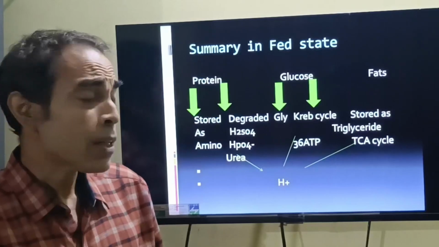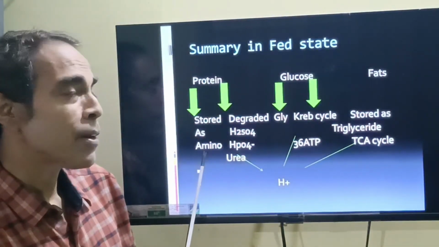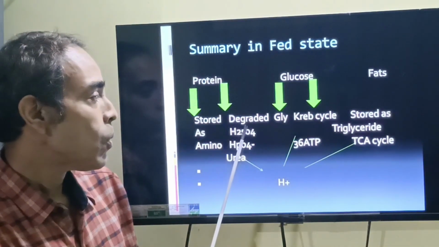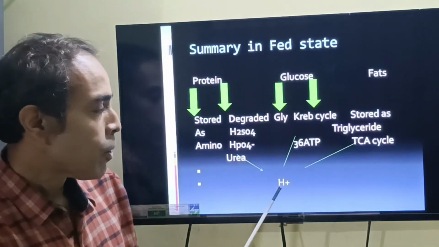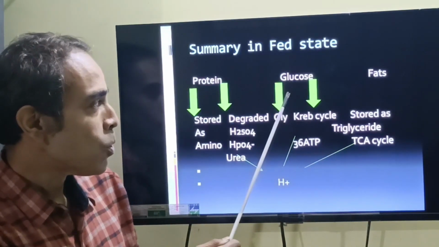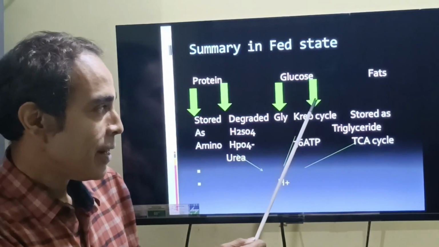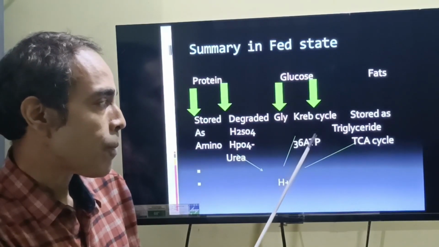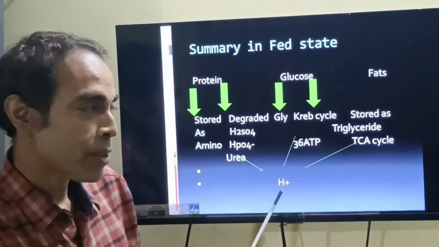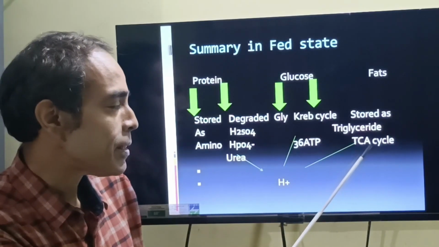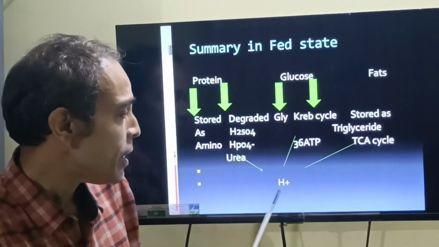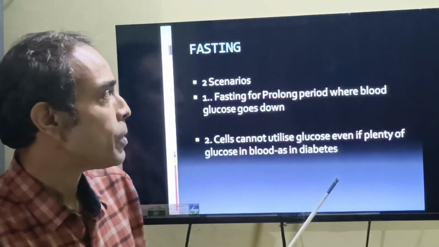So in summary, in the fed state, what do we find? The proteins are stored as amino acids, degraded to form sulfuric acid, phosphoric acid, and urea. These ultimately form hydrogen ions. What about glucose? Glucose is stored as glycogen. They enter the Krebs cycle to form 36 molecules of ATP, along with hydrogen ion. Fats are stored as triglycerides. They also can enter the TCA cycle to form hydrogen ion. So these are the ways the hydrogen ions are formed.